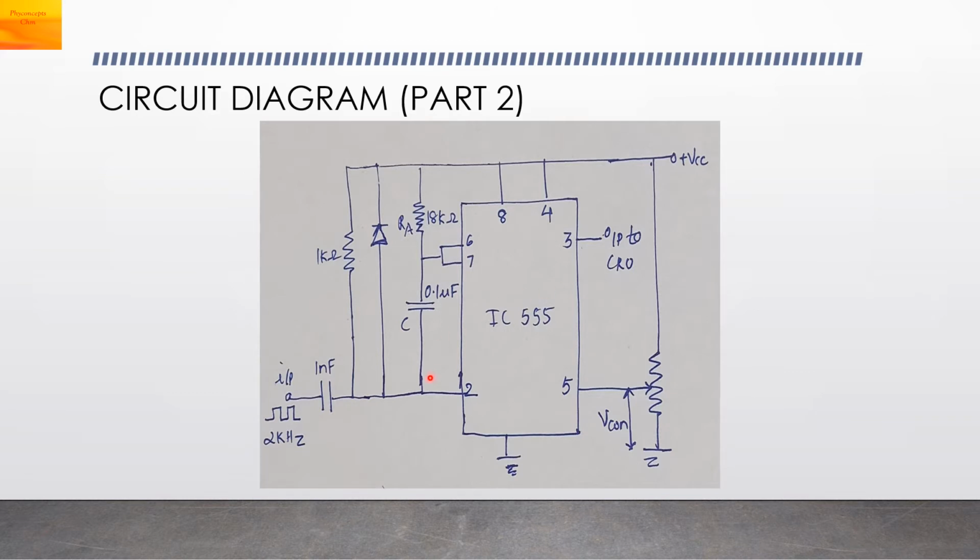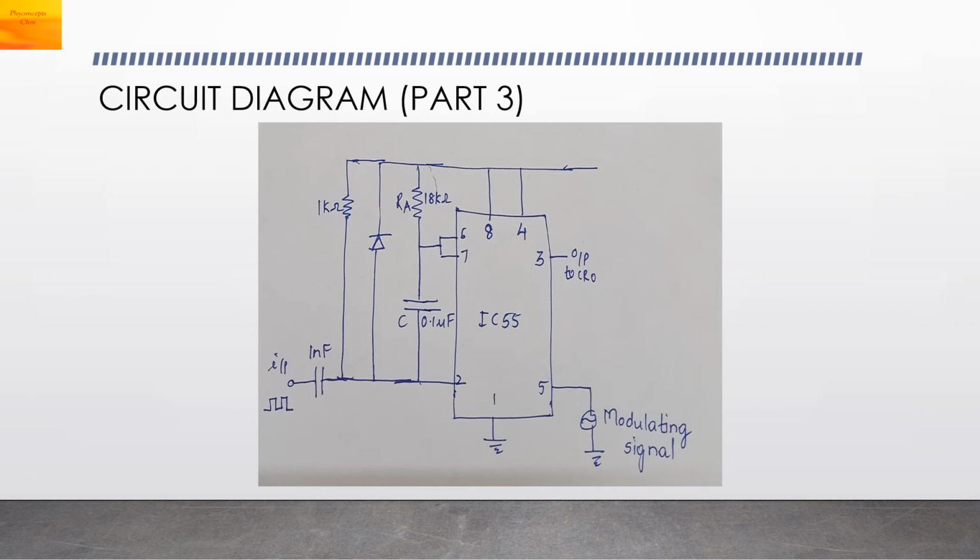For part 2, we apply a variable voltage to pin number 5 by connecting a rheostat. The variable terminal of the rheostat is going to pin number 5, and we can note down the voltage here at pin number 5 as V con. For part 3, at pin number 5 we connect a modulating signal, a sine wave. We connect a signal generator here.